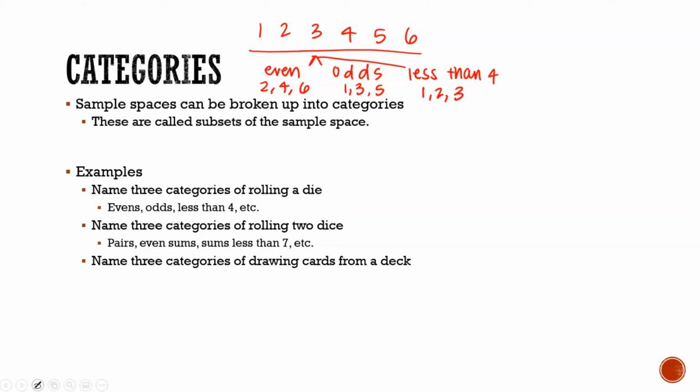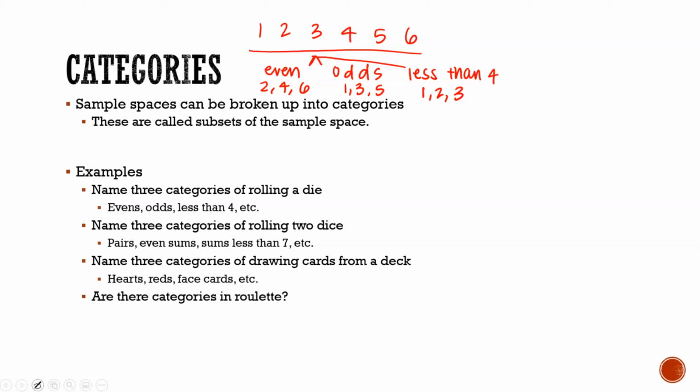Name 3 categories of drawing cards from a deck. These are some that we are more familiar with. From a standard deck of 52 cards, we know that there are different types of suits, so we could have a category of hearts, or clubs, or diamonds, or spades. We also have 2 different colors of cards. They are red cards and black cards, which are 2 categories. We also have face cards, we have number cards, etc.